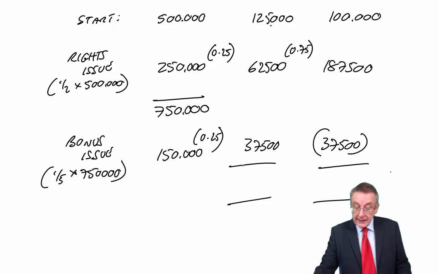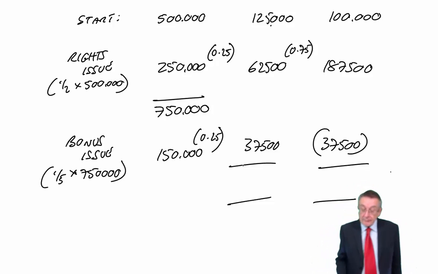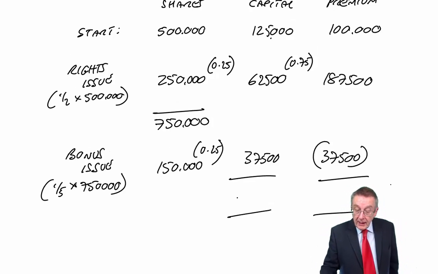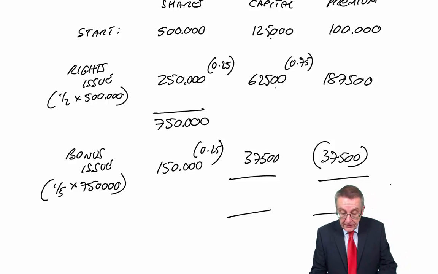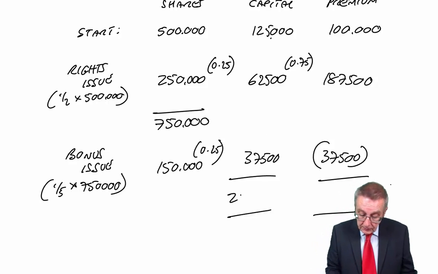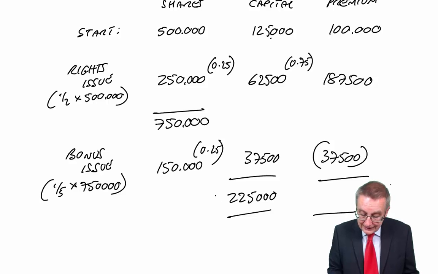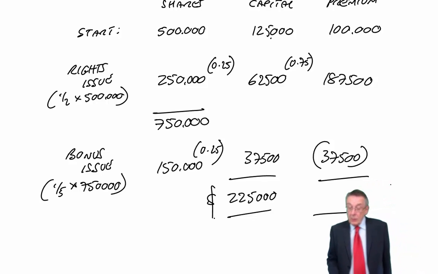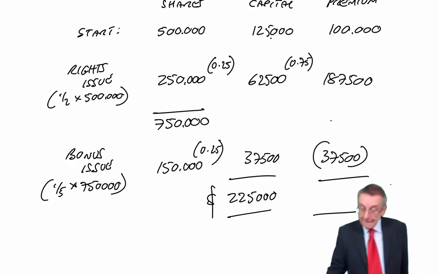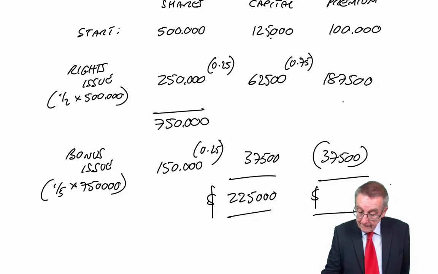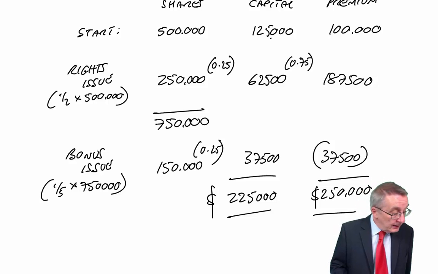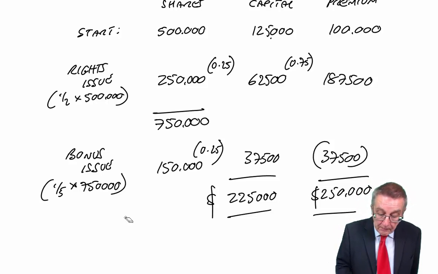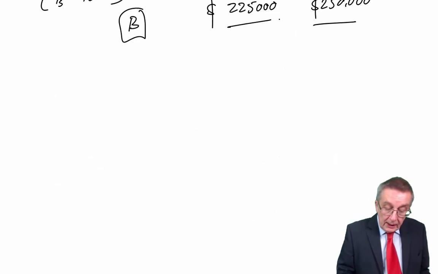And now it's just adding up. Share capital. What does that add up to? 62, 100, I think 225,000. Whereas share premium, 250,000. Is that a choice? Yeah, the answer is B. Number 22.